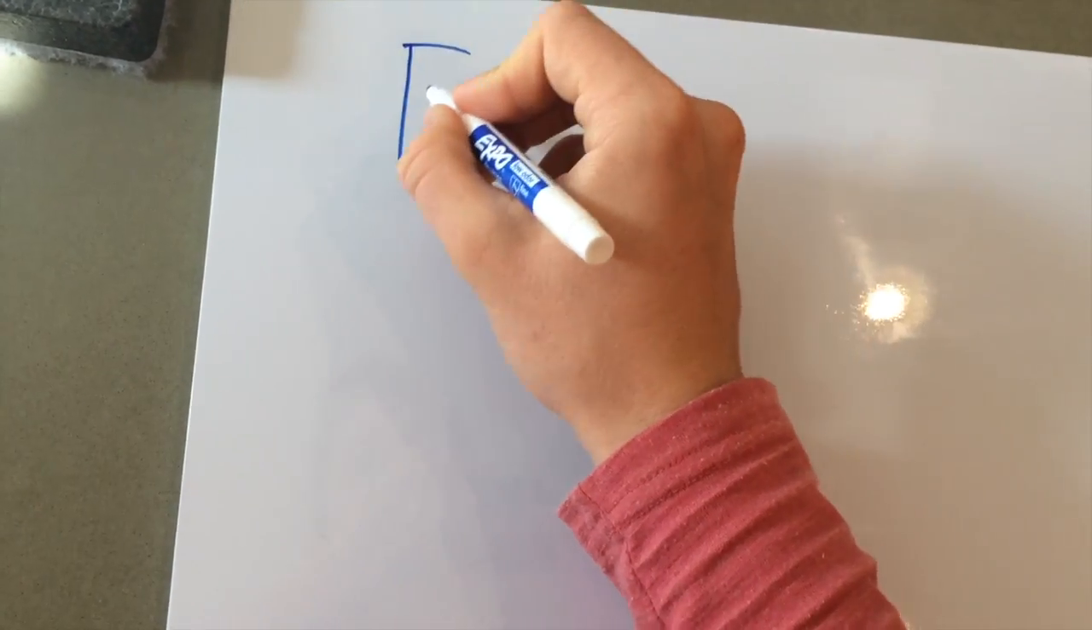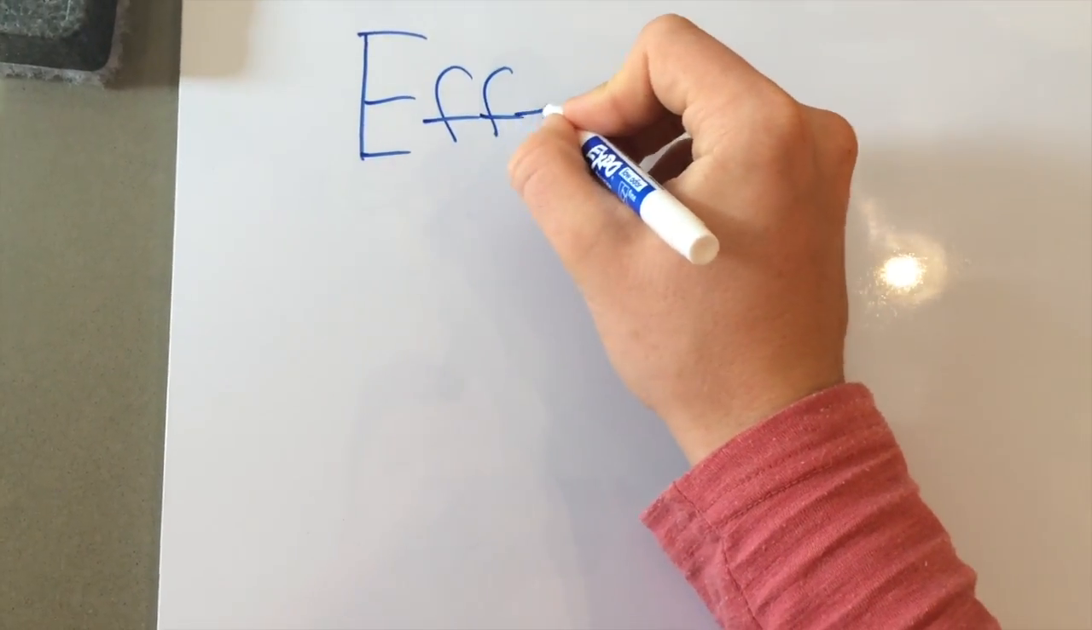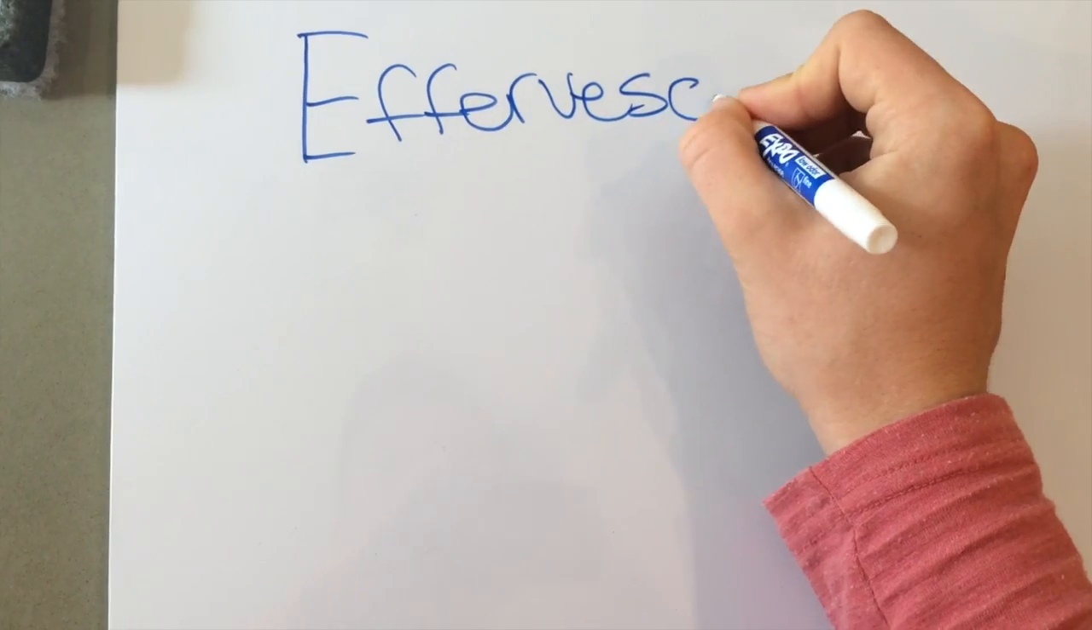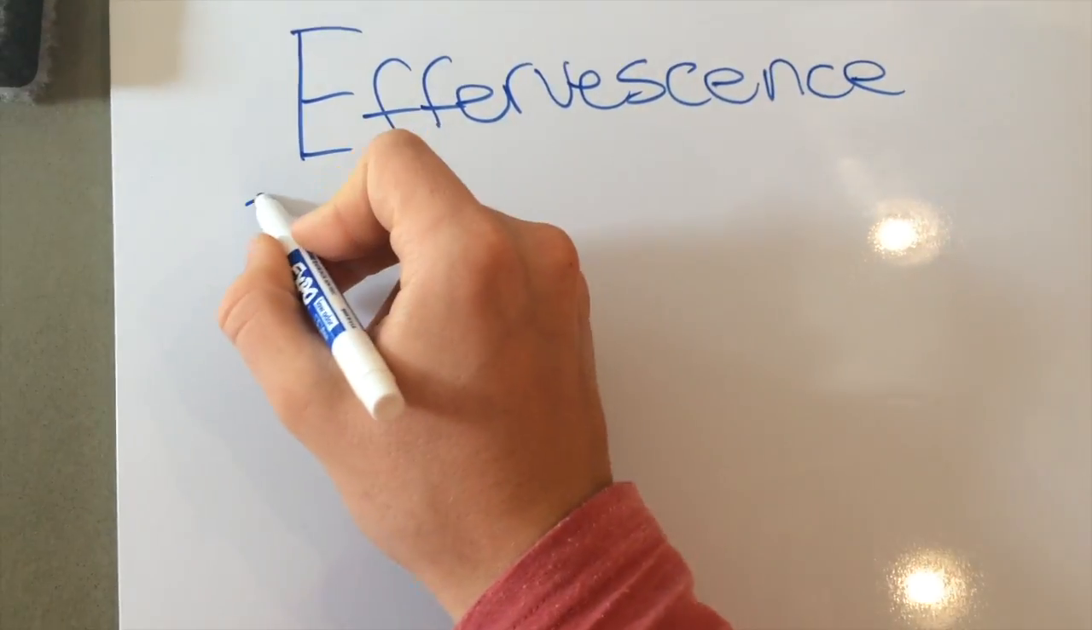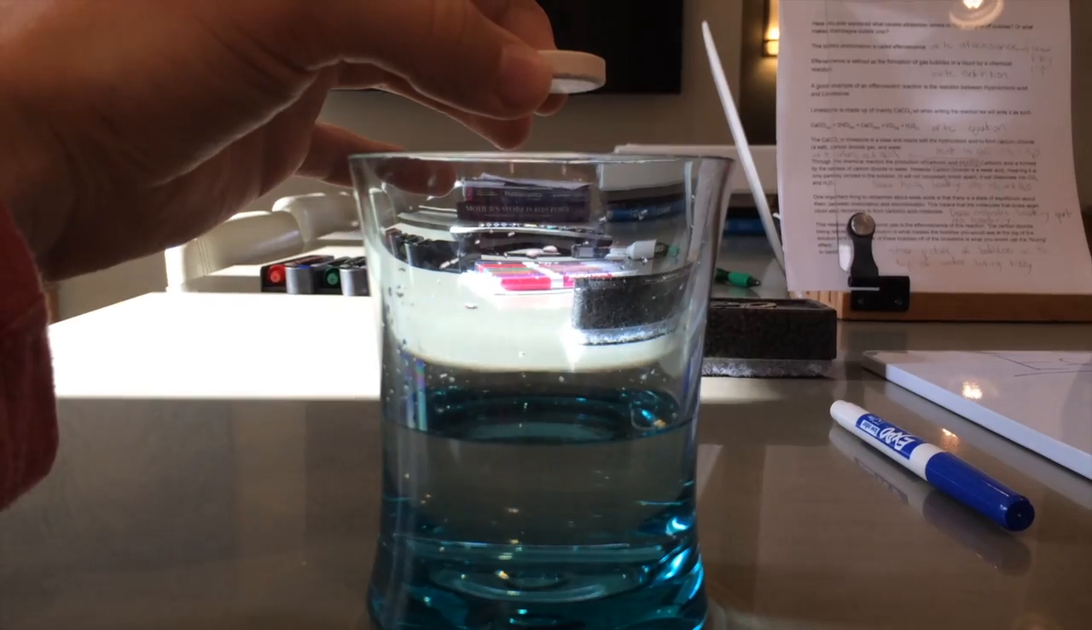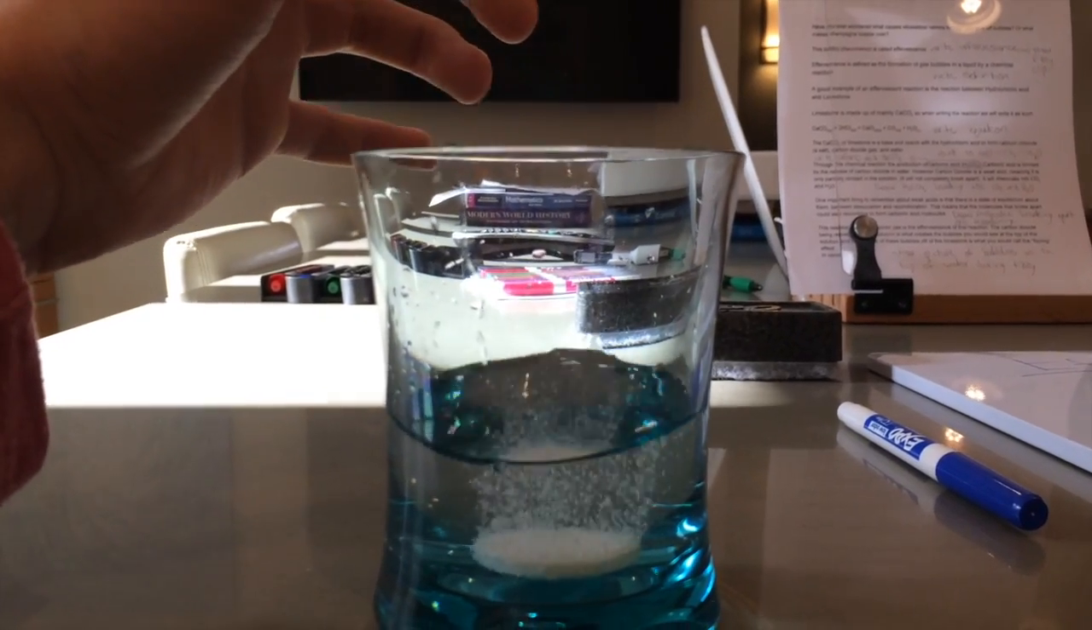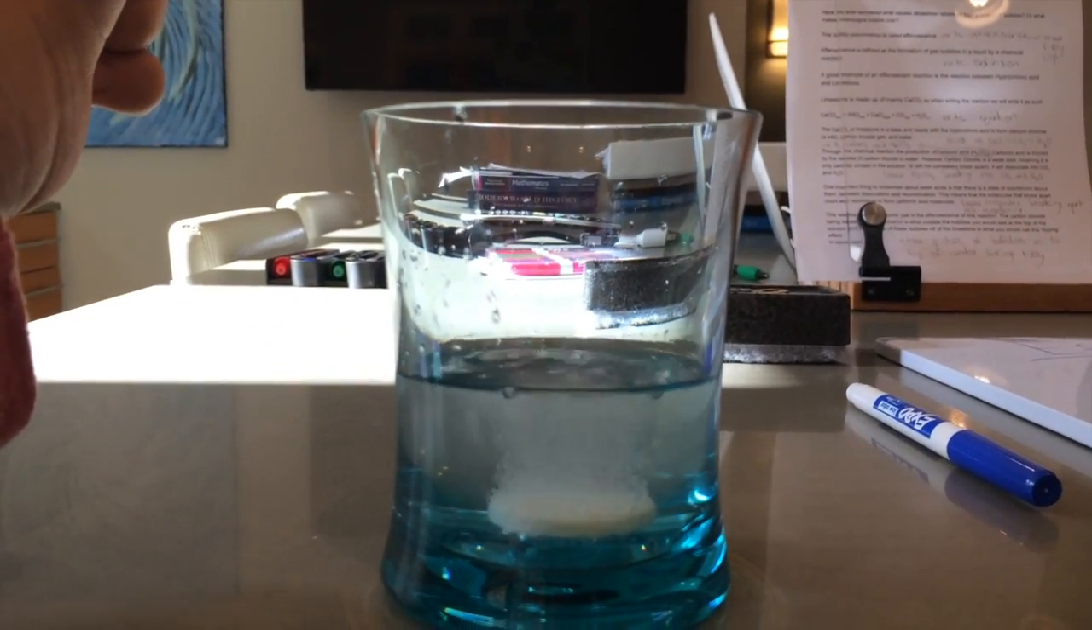Have you ever wondered what causes Alka-Seltzer tablets to fizz and give off bubbles, or what makes champagne bubble over? This bubbly phenomenon is called effervescence. Effervescence is defined as the formation of gas bubbles in a liquid by a chemical reaction.